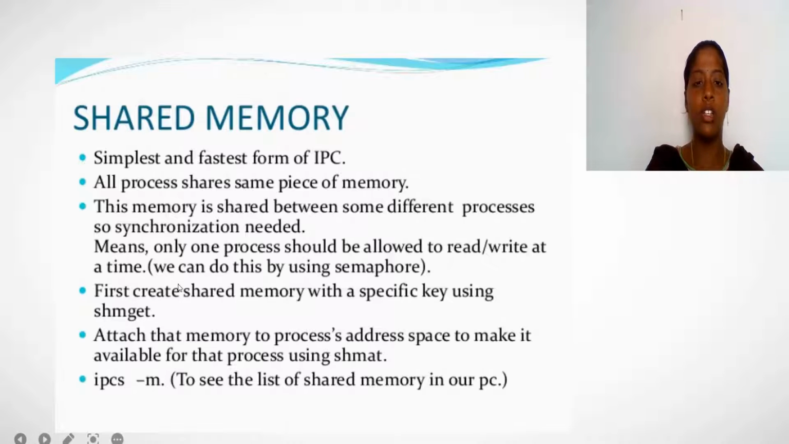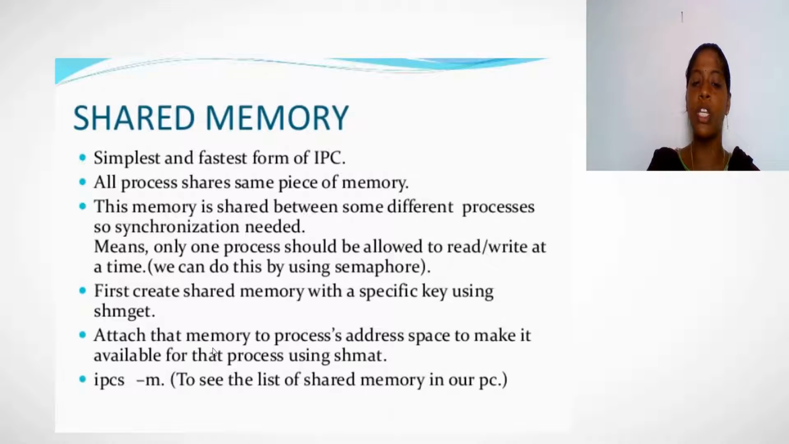First, in shared memory, create the shared memory with a specific key using shmget, for which a specific key is compulsory. Next, attach the memory to the process address space to make it available for that process using shmat.